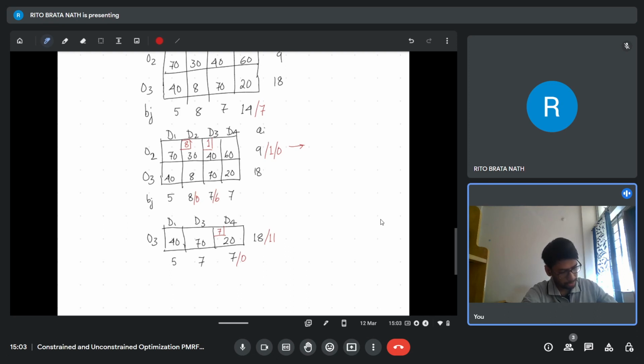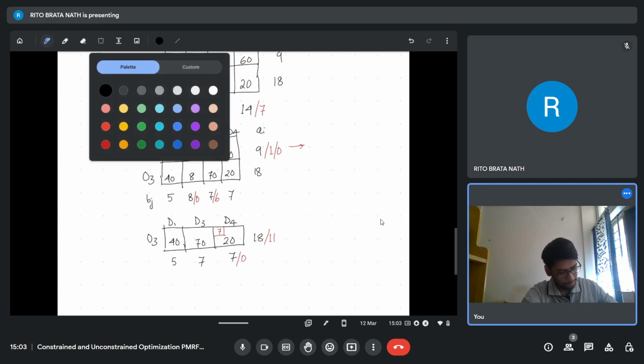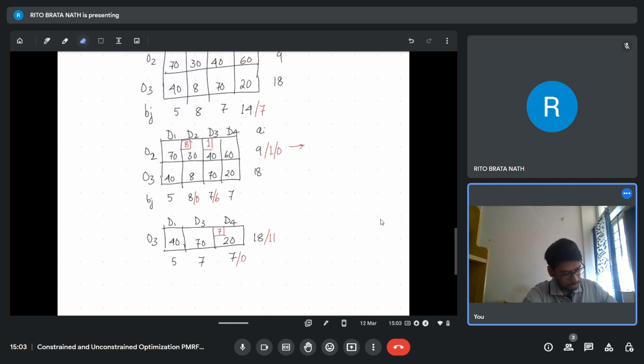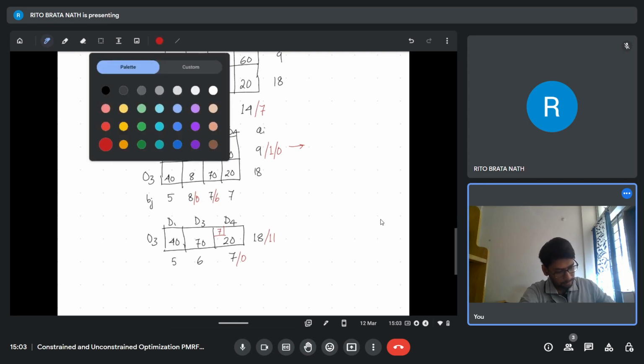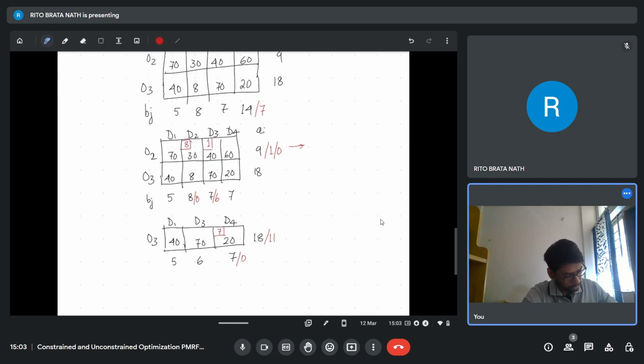wait a minute, I think this should be 6, right? Okay, so this should be 6. Yeah, now this 40 is the next minimum one, and you can allocate 5 here, so this becomes 0. This becomes 6, and finally you can allocate 6 here. This becomes 0, this becomes 0.